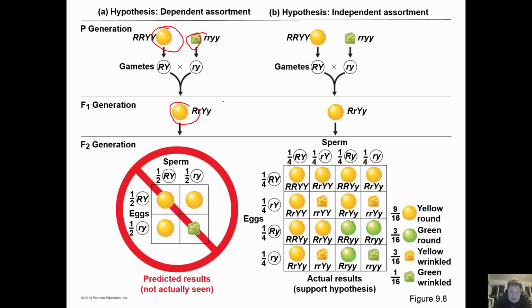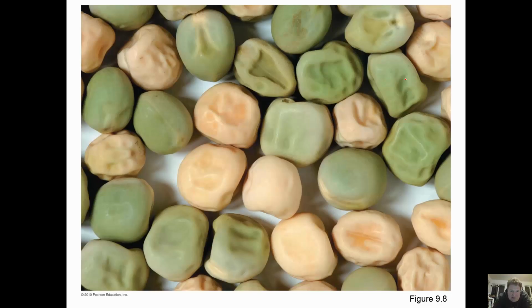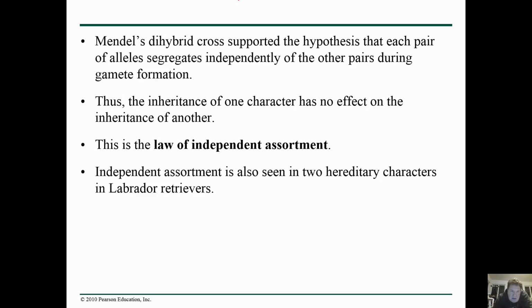So who is dominant here? And then when we cross these two heterozygotes together, we get a number of outcomes here. And we'll have a lab in about a week and a half to actually look at this. And so this is actually real and occurs within the peas. And so Mendel's dihybrid cross supports the hypothesis that each pair of alleles segregates independently from others during gamete formation. This is what we call the law of independent assortment.